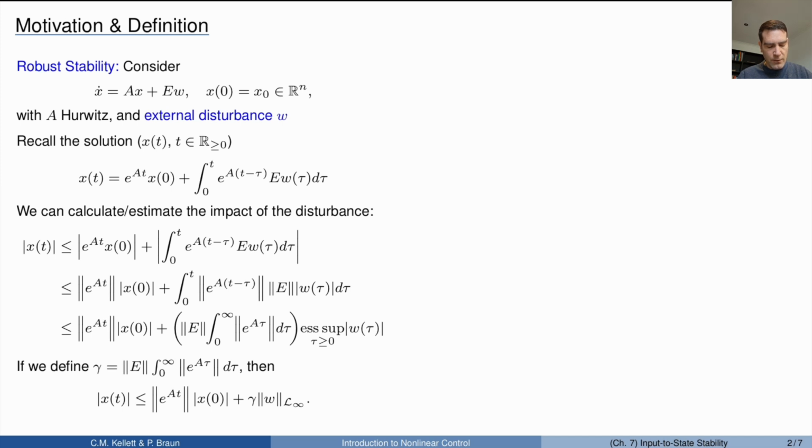So if we collect a couple of terms, then we can rewrite that last expression further to obtain an estimate of this form, where we simply take this constant value for tau or t going to infinity, and summarize that through the parameter gamma.